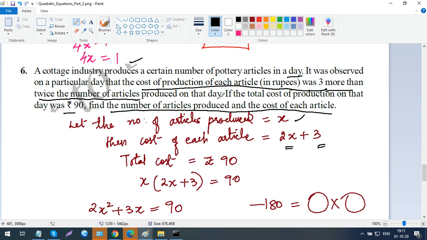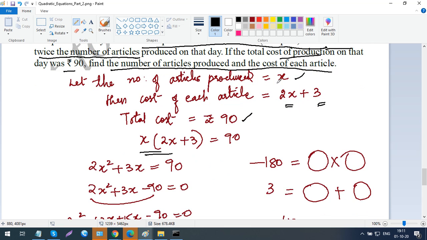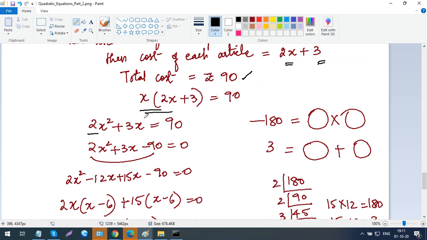Now they are saying total cost of production on that day was 90. So total cost is 90 rupees. That is the number of articles produced and cost of each article. You know, when you multiply those two it gives you 90, right? Number of articles produced were x and each article cost so much. So it's going to be 90 rupees. So now you multiply this. First, distribute this. x into 2x is 2x square plus x into 3 is 3x equals 90. So bring the 90 inside. So now you get a quadratic equation. Multiply 2 and 90, you get 180, minus 180, and in the middle you get 3.